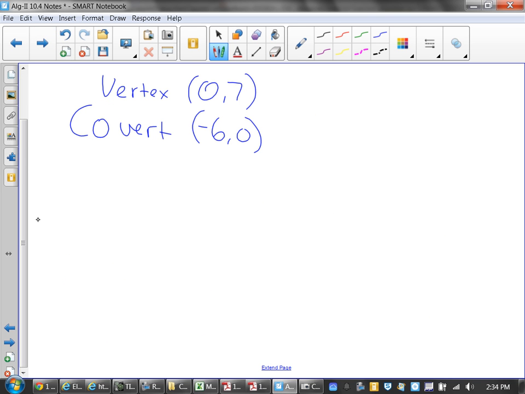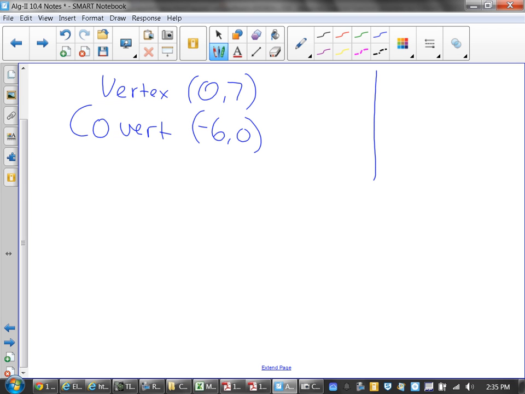If I happen to have a vertex at 0, 7 and a co-vertex at negative 6, 0, I want to write out the equation into what they call standard form. That's x squared over a squared plus y squared over b squared, or the other one, depending upon what direction it's moving. So first thing I'm going to do is just plot it to give myself an idea of where this thing's going. Sometimes people might pick it out right away. It's fine. When it gets to the shifted ones, you're going to want to draw them.